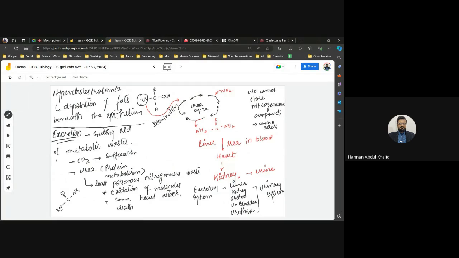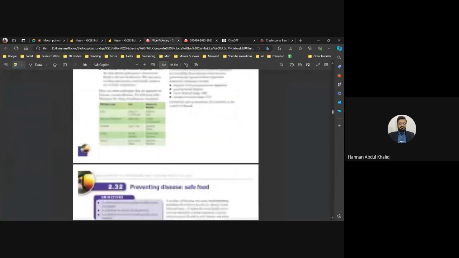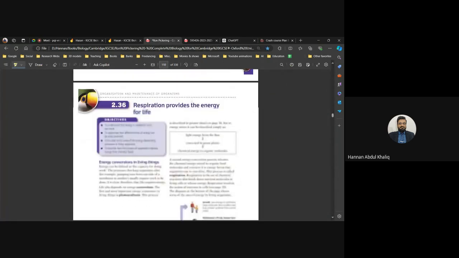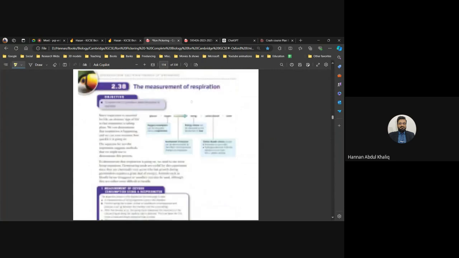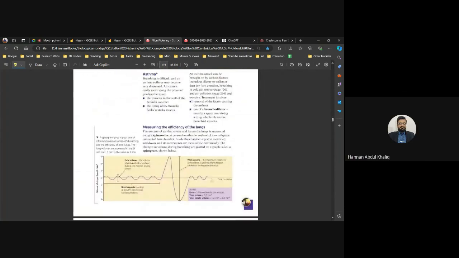And always remember, it only occurs to extra amino acids. If the amino acids are just sufficient to make the proteins, they would not be converted into urea. If they are extra, they would be converted into urea. Is it clear? Yes, it's clear. Anything that bothers you?